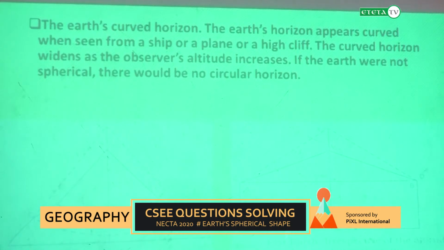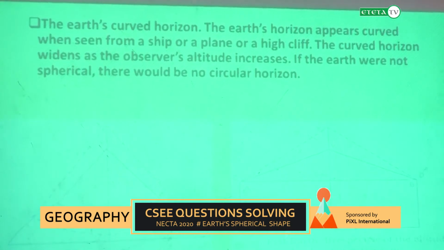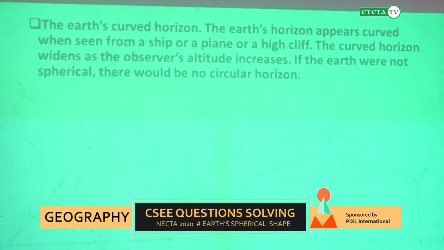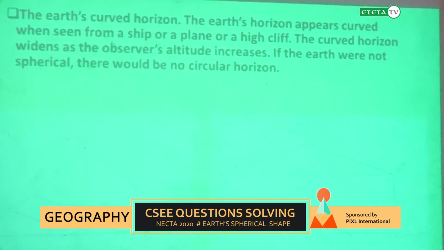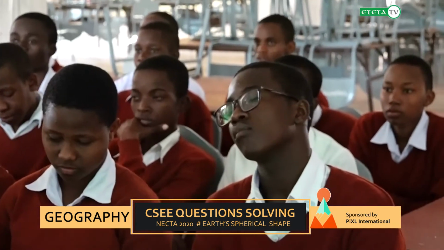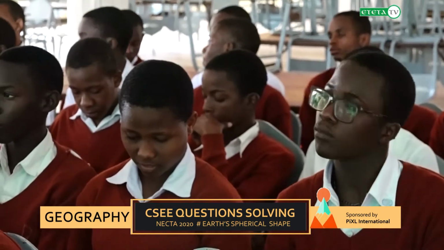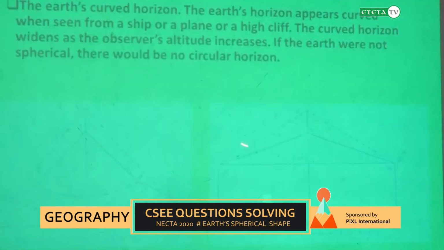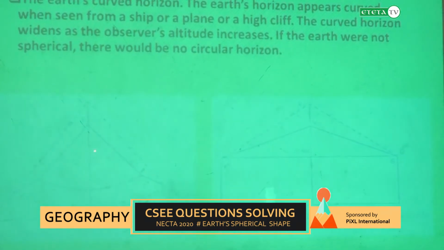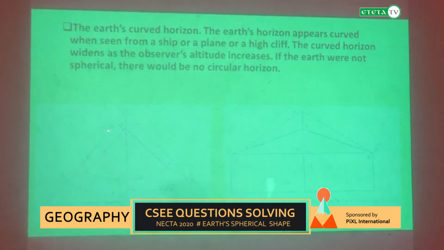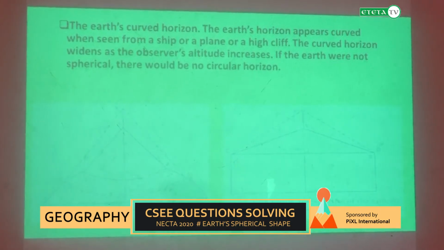Now, why should the horizon increase as you go up with increasing height? It is because the Earth is spherical in shape. If the Earth were flat, someone somewhere here would see the whole Earth, and someone there would also be able to see the whole Earth. But the horizon increases as you go up because the Earth is spherical in shape.